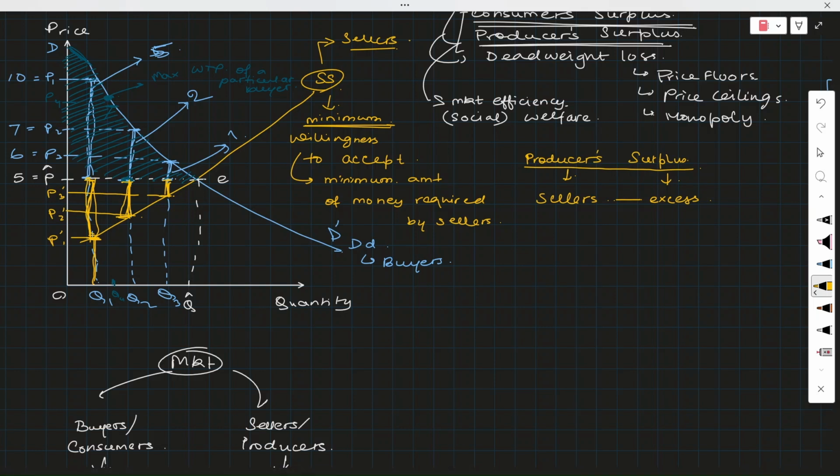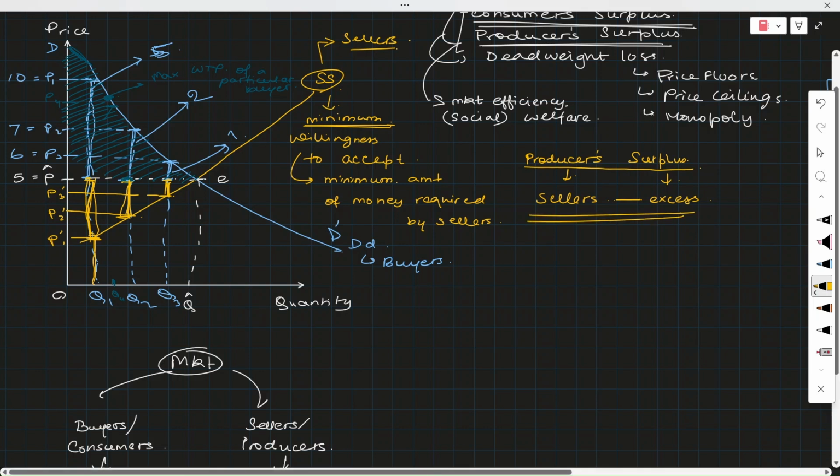So your producer surplus is basically the area between the equilibrium price and the supply curve. I'll just write it in short. If I mark it, say this is S, then the area will be P3 dashed ES, right? That would be your producer surplus.